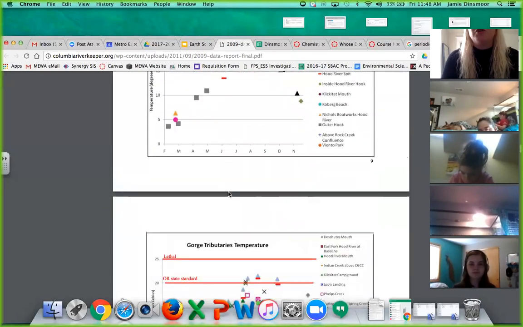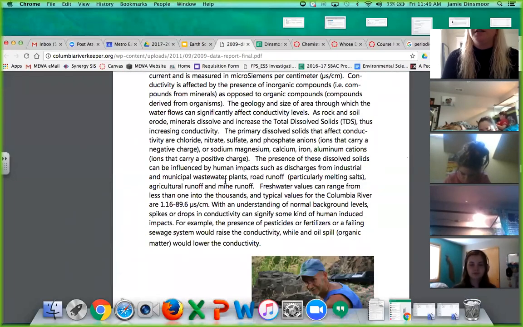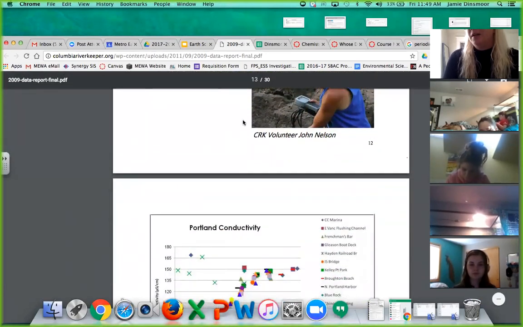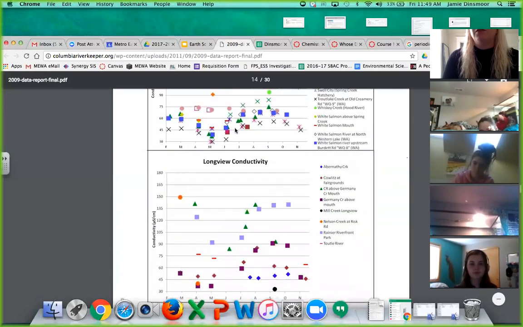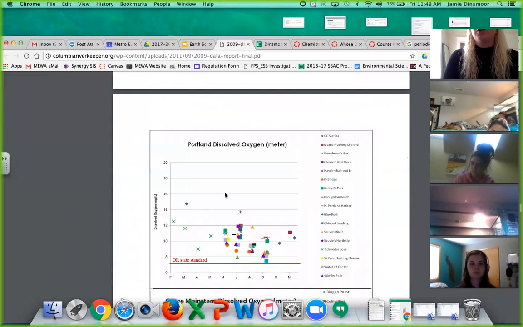Then they talk about the temperatures. They give you a bunch of data. Then they talk about conductivity. What is it, right? How does it work? Here's a guy collecting data on the conductivity. They give us the data. Dissolved oxygen, what is it? They give us a picture, some data, etc.